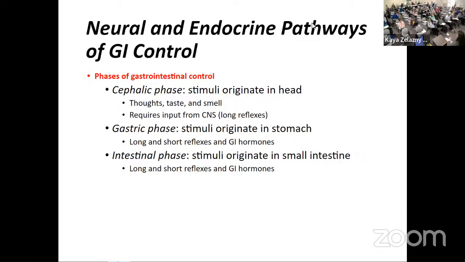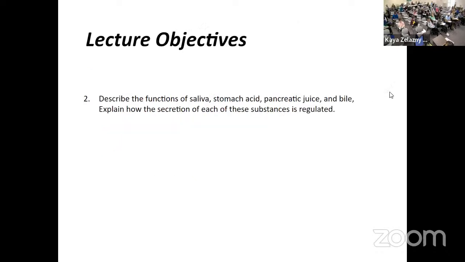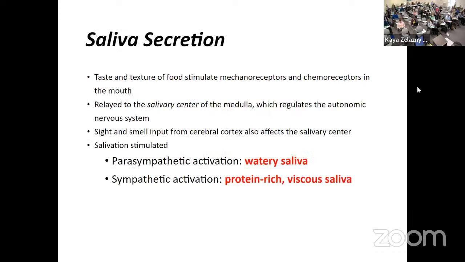The stimuli in the intestinal phase are going to be coming from the small intestine. That first part of our intestines is where we're going to start to see that signaling. So all we need to know about these phases is where the stimulus is, and that tells us what phase we're thinking about. So we're going to walk through thinking about what we're secreting and how we control that.